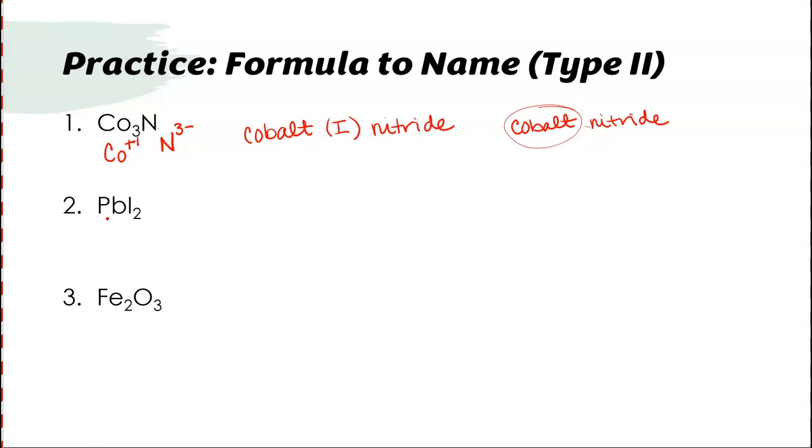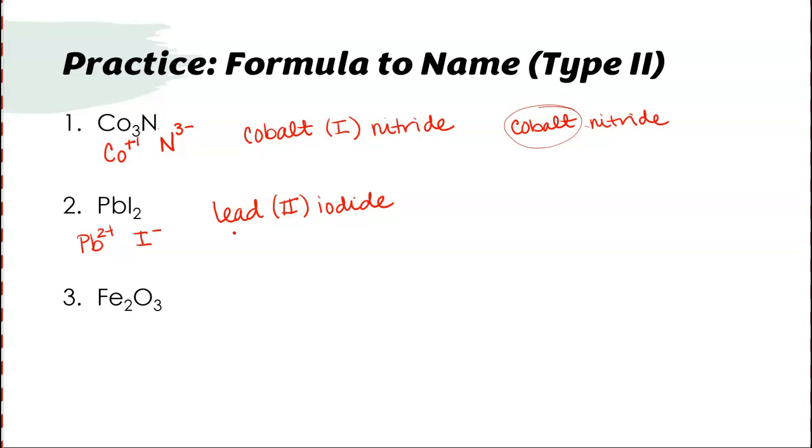Now we move to lead iodide. We know that iodide is a -1 charge, and there are 2 of them. So that means that lead must be 2+. So we would write this as lead(II) iodide. This compound was called, I think, iodine yellow, and this was one of the paint pigments that used lead back in the day, and it is no longer used because it is obviously incredibly toxic.